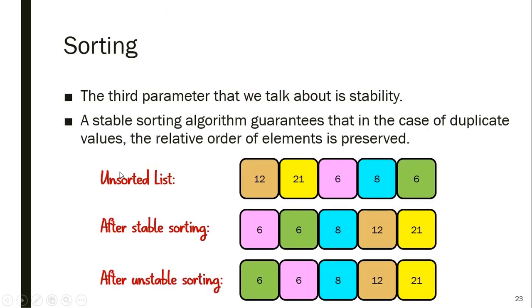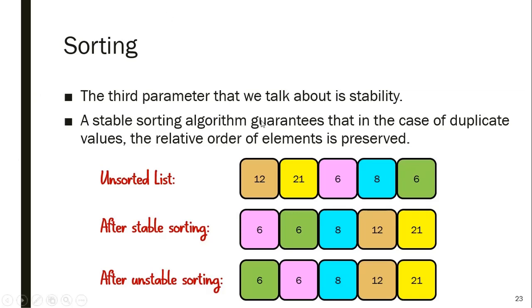Now comes the third parameter, that is stability. This is a term that you have to know, what is meant by stability. By stability we mean that if some values are repeated, if there are duplicate values, then when we sort these, we will not change their relative order.